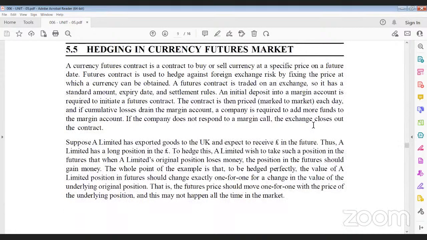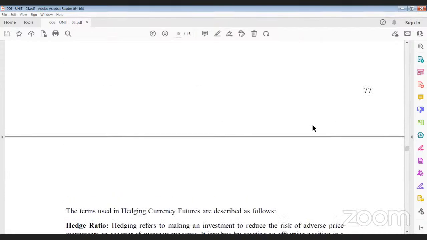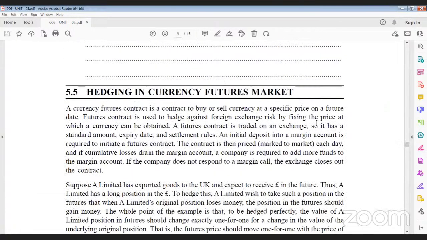Then we have hedging in currency future markets. Now, what is hedging in the currency futures market? Future contract is used to hedge against foreign exchange risk by fixing the price at which a currency can be obtained. This contract is then priced every day. Suppose some losses are incurred on a regular basis, then the company is required to add more funds to the margin account.